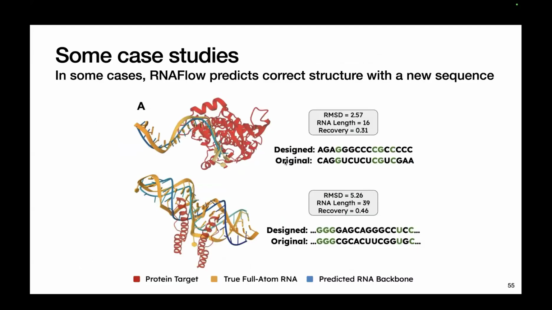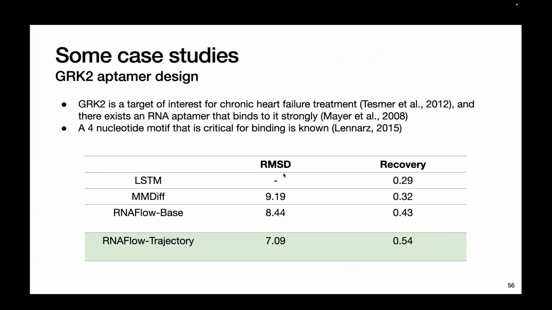So these are some examples of generated sequences. And you can see that in some cases, RNA flow generates a structure that looks similar to the ground truth, but with a totally different sequence. So that's quite interesting.